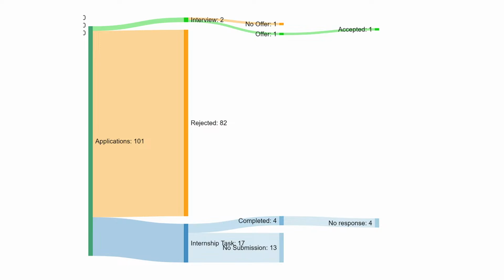So I submitted about 101 different applications, and around 82 of them rejected me straight up because my resume was not good enough or I was not good enough for that particular role. Some of them gave me an internship task, which is basically when recruiters get their job done by giving it to people who submit their resume, and they end up not hiring you because the task was not good, or they just got the task done.